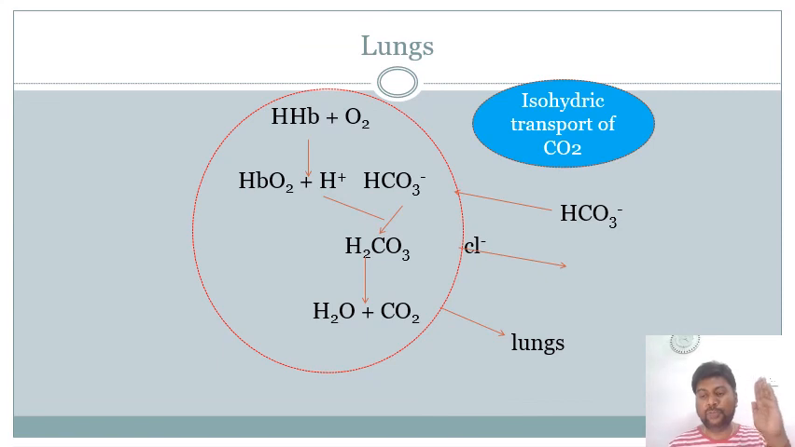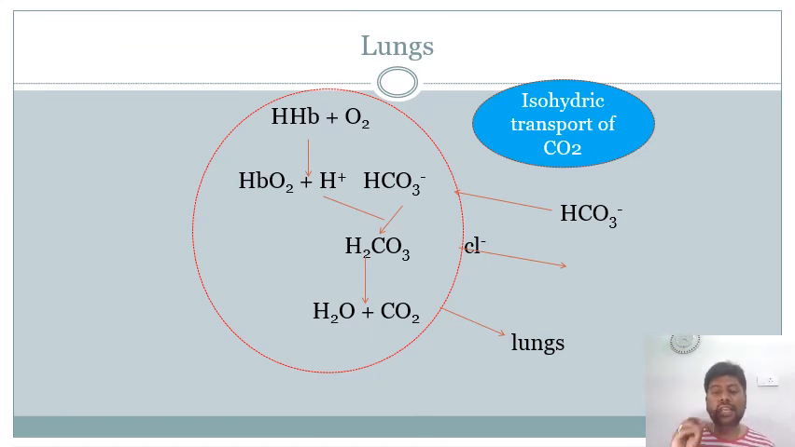Carbon dioxide was produced in peripheral tissues. If it goes directly in blood to the lungs, what will happen? It may dissolve and form carbonic acid and cause acidosis. But instead, if it enters the RBC, it can be effectively buffered by hemoglobin and transported to the lungs without changing the pH. That is called isohydric transport of carbon dioxide. So that's it about the various buffer systems in our body.